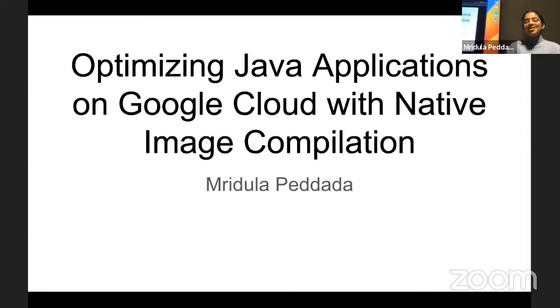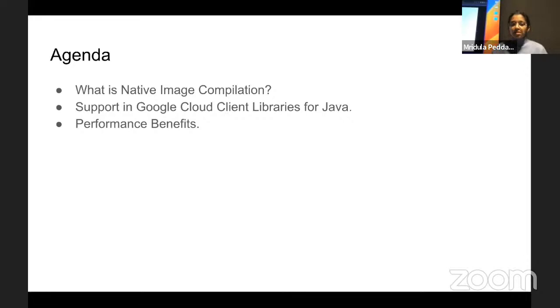But briefly, before we begin the lightning talk, just as an overview, what will we be talking about? So first, I'll give a very high-level intro into native image compilation, what it means in terms of support with our Google Cloud client libraries in Java, and also the performance benefits that we've observed using this technology.